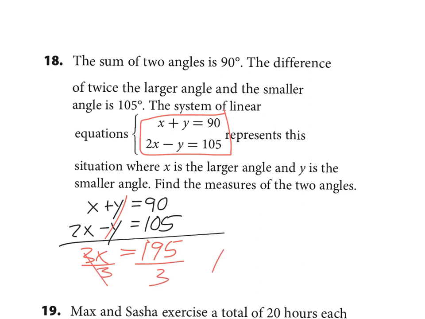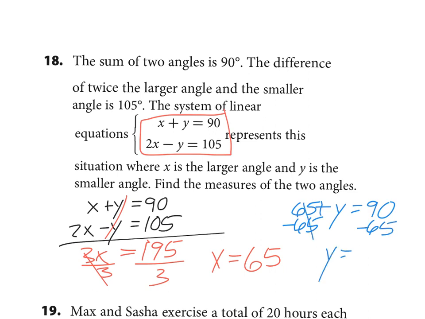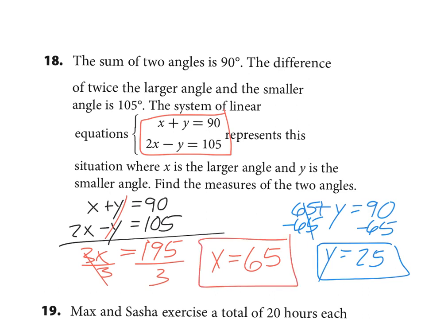So if I divide by 3, x is 65. Okay. Now, the problem asks, represents a situation where x is the larger angle, y is the smaller angle. Find the measures of the two angles. So I still have to find y. So I'm going to go back, x plus y, but I'm not going to use x. Sorry, I need to erase that. Because what is x here? X is 65. 65 plus y equals 90. Subtract 65. So y equals 25. Very good. So that's 11.3.